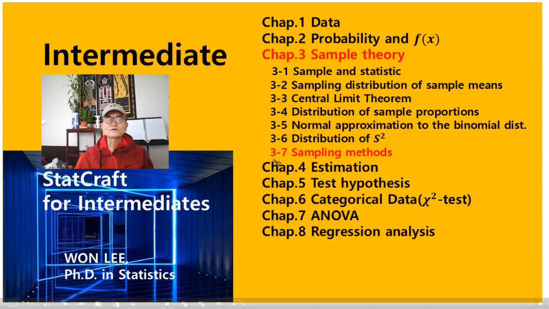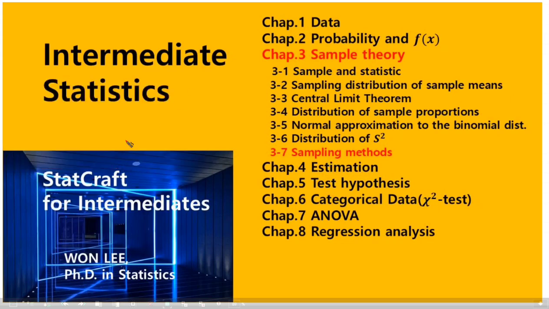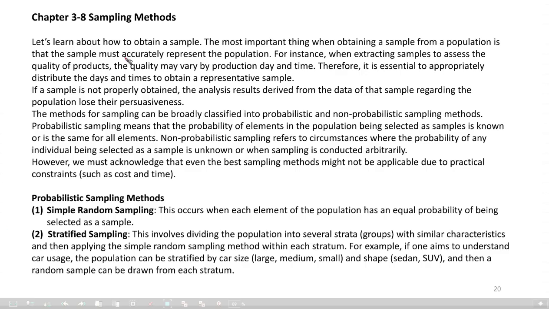Okay, this is the final section of chapter 3, sample theory. The distribution of sample means, distribution of sample proportions, and distribution of sample variance are important to understand estimation and test hypothesis. They are related topics. Okay, let's go to sampling method, today's topic. How to get a sample, how to obtain a sample.